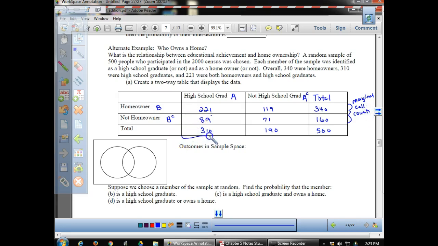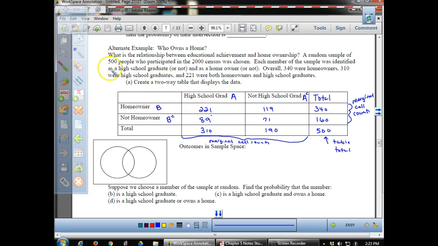And so are these down here. So these are basically your row or your column totals. So these are marginal. It's what's in the margins. This is your table total.